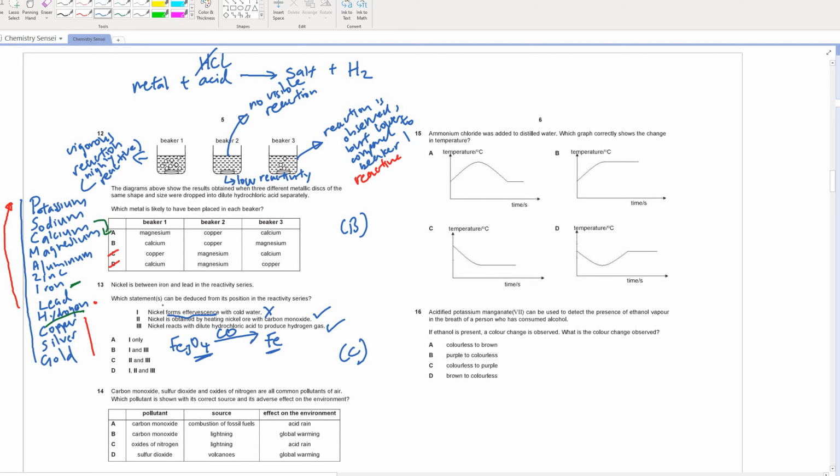Next, question 14. Carbon monoxide, sulfur dioxide, and oxides of nitrogen are all common pollutants of air. Which pollutant is shown with its correct source and its adverse effect on the environment? Carbon monoxide, yes, it is formed from the combustion of fossil fuel, but it does not cause acid rain. Carbon monoxide is a neutral oxide.